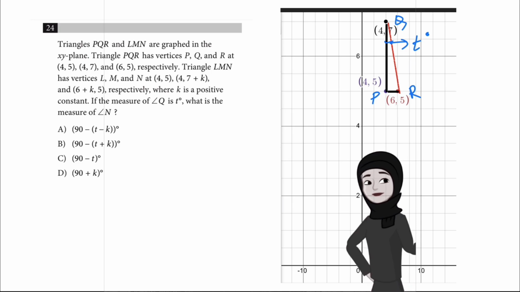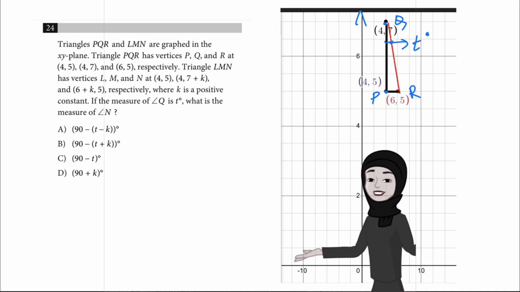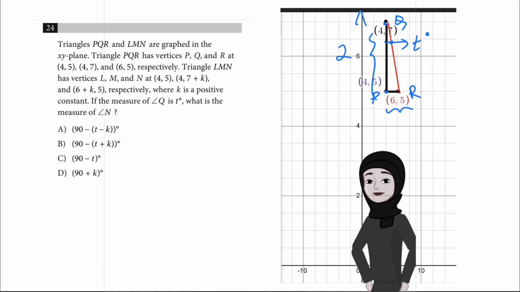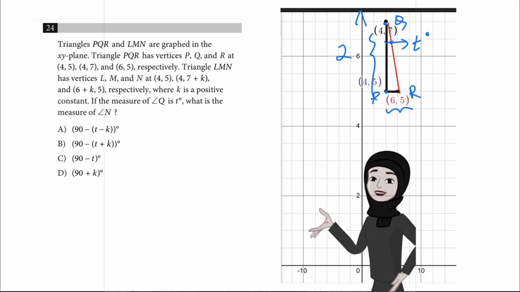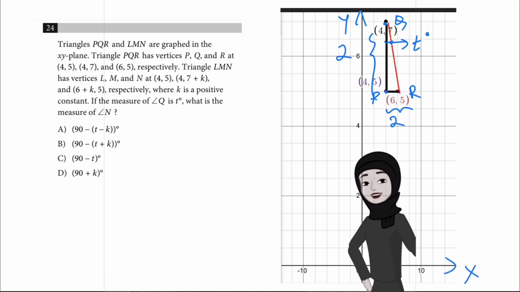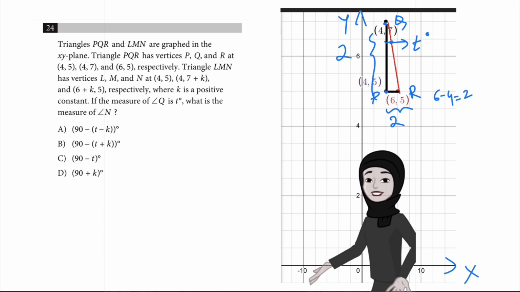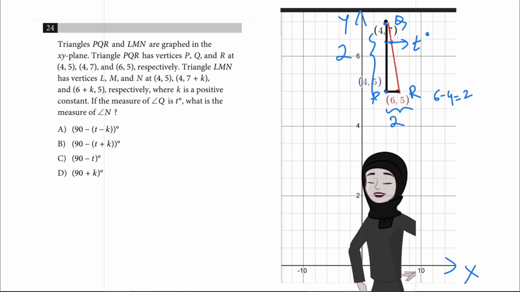There was no diagram provided with this, but we can just plot. Since P is (4, 5) and Q is (4, 7), PQ is parallel to the y-axis and it has a length of 2 units. And since P is (4, 5), side PR, the bottom one, is parallel to the x-axis and it has a length of 2, because we are subtracting the x coordinates: 6 minus 4 is 2. And in the same way for PQ, we subtracted the y coordinates: 7 minus 5 is 2.